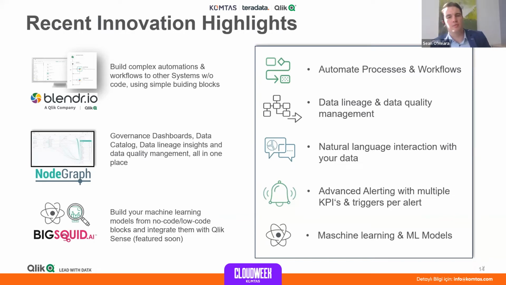And then finally, we acquired Qlik AI, which lets you build machine learning models from no-code, low-code blocks as well, and integrate them with Qlik Sense. It's featured soon actually as an integrated part of the Qlik SaaS platform, but we'll see that later.